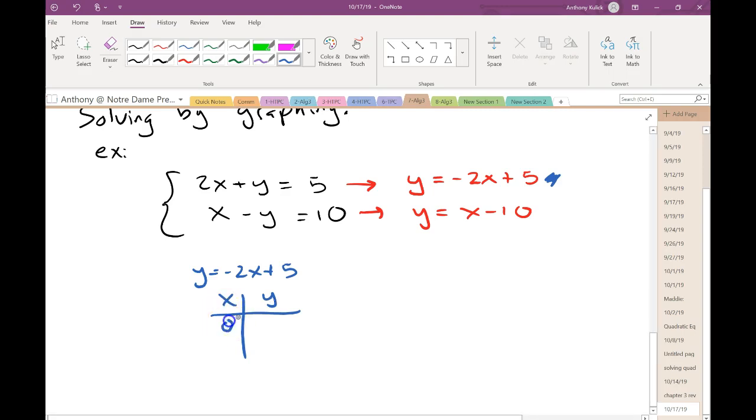So I'm just going to pick maybe 0 for x. When I plug 0 in, I get 5. And maybe I'll pick 5 for x. And when I plug that in, I get -5 for y.